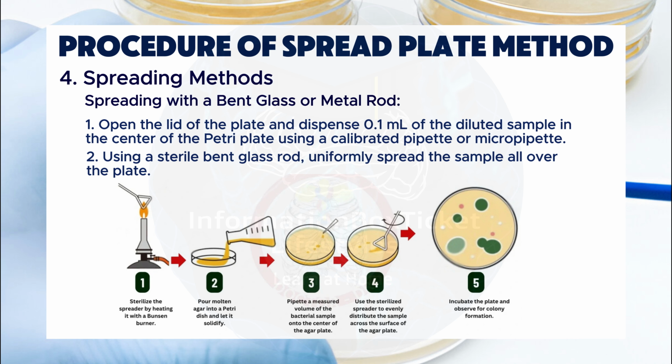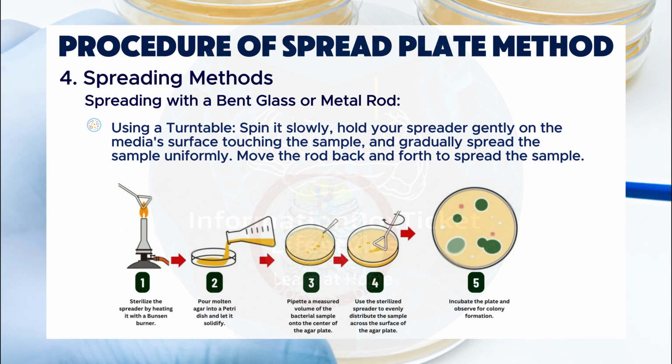2. Using a sterile bent glass rod, uniformly spread the sample all over the plate. Using a turntable, spin it slowly. Hold your spreader gently on the media surface touching the sample and gradually spread the sample uniformly. Move the rod back and forth to spread the sample.